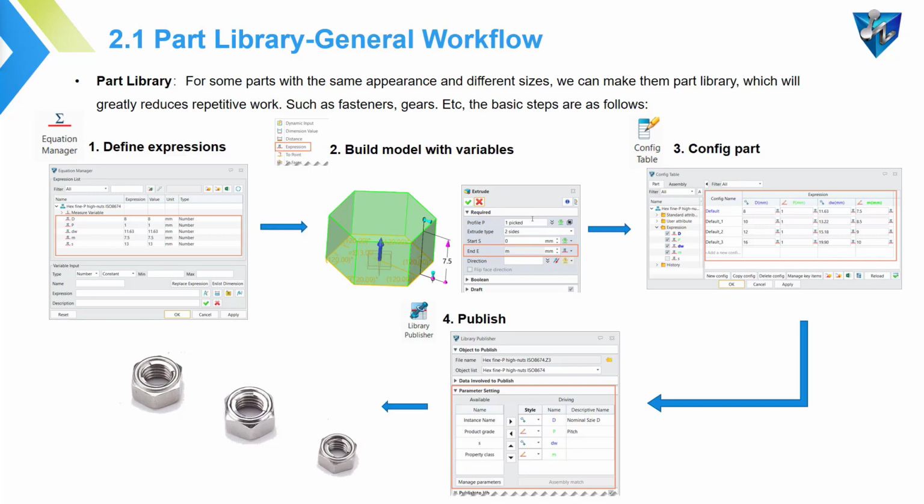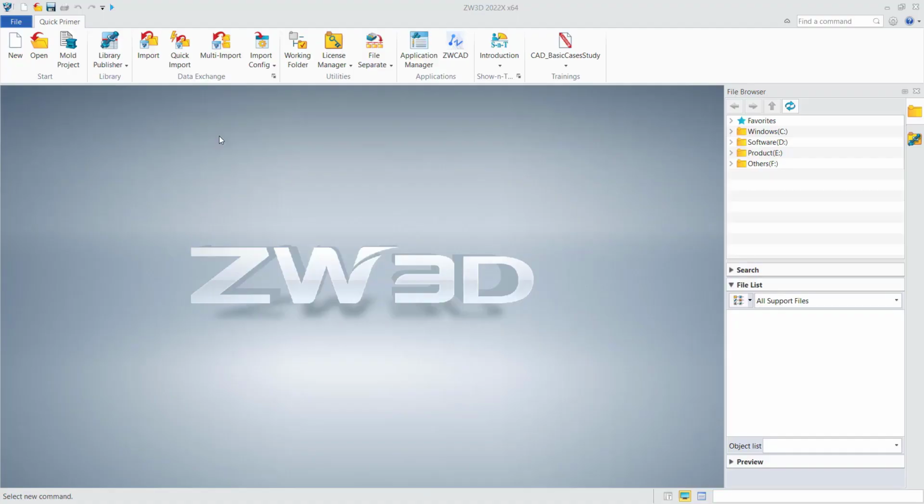And the last step, we can publish the part to the library. Then we are able to insert it in the reuse library. Now let's move over to ZW3D to learn more details. Okay, now we will use a simple case to show you the general workflow of creating part library.